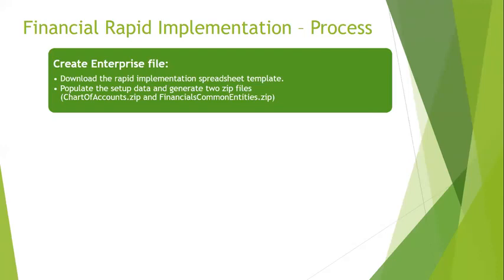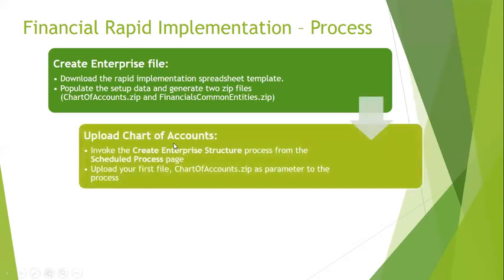So shall we proceed further now? Right. The next step is we have to upload this chart of accounts. For that we have to schedule or invoke a program called create enterprise structure process. We have to initiate a create enterprise structure process from the scheduled process page, and run this program.